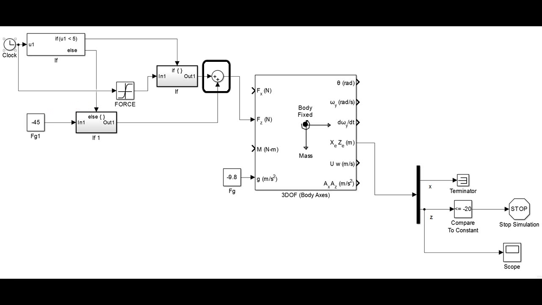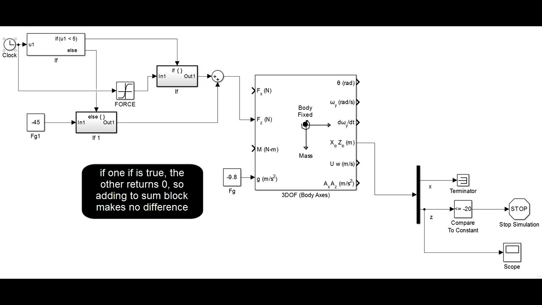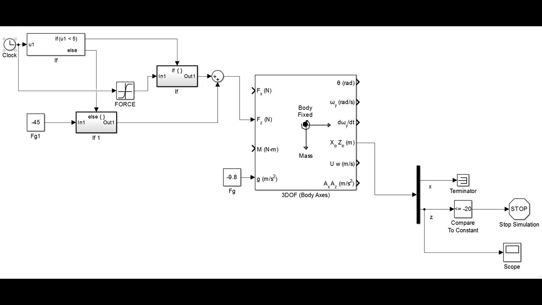The sum block adds the two force values. Keep in mind that the else statement only activates when the time exceeds 5 seconds, hence it is 0 before, or not true. So once time exceeds 5 seconds, it skips the if statement and goes direct to the else, and as a result, the first condition becomes 0. So that means that using the sum block is appropriate.